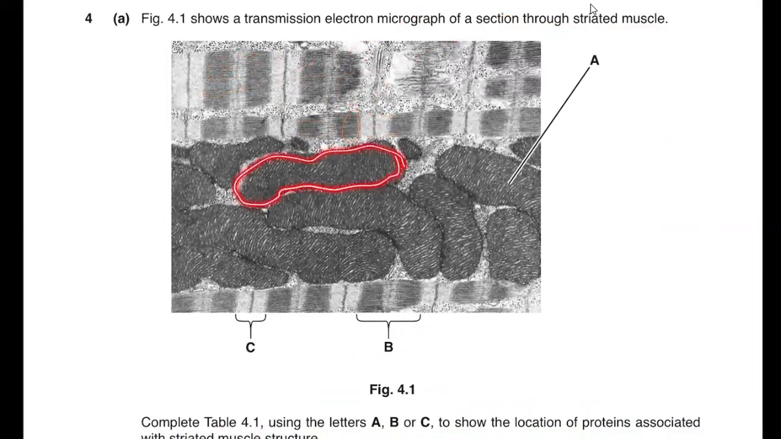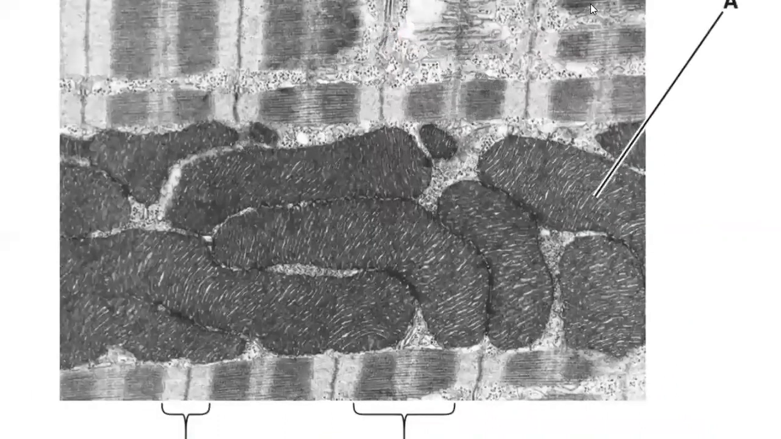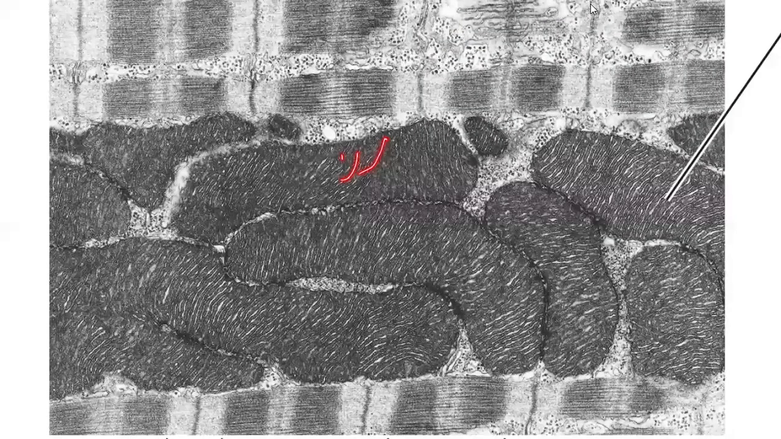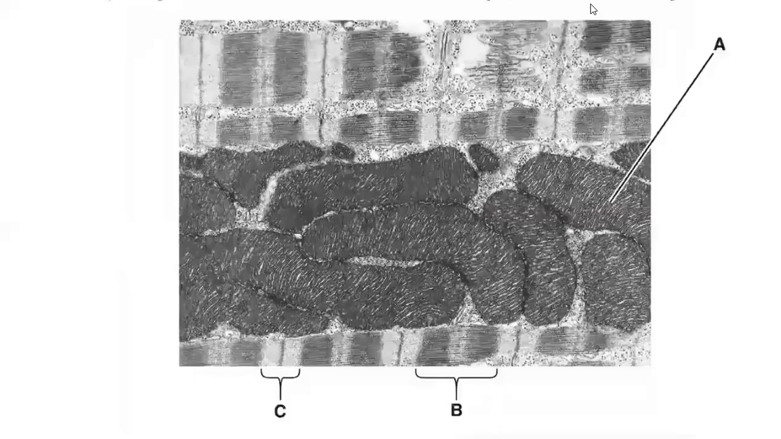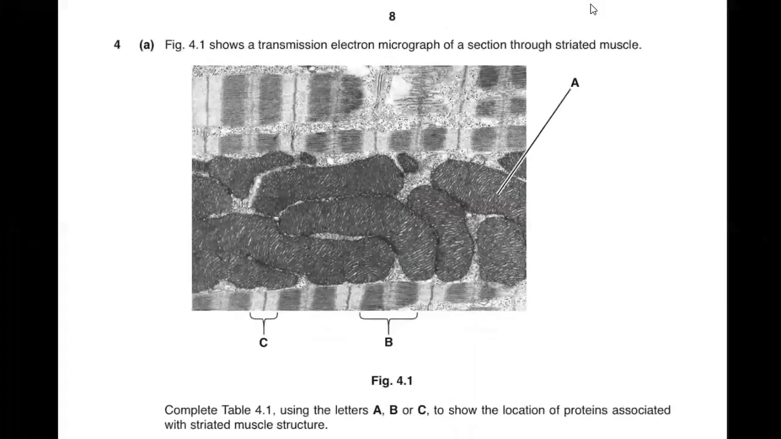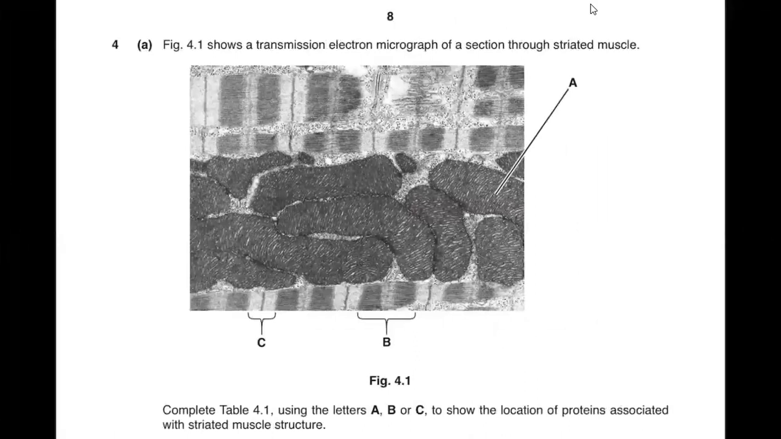These organelles are mitochondria. How do we know these are mitochondria? Because if you look closely, we can see cristae here. And we can see the typical shape of the mitochondria as well. So these are all mitochondria present inside this particular striated muscle.